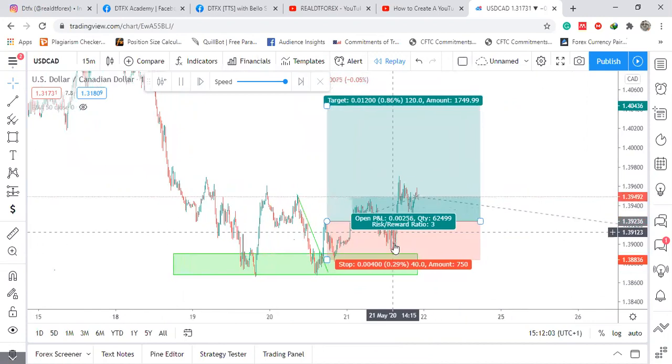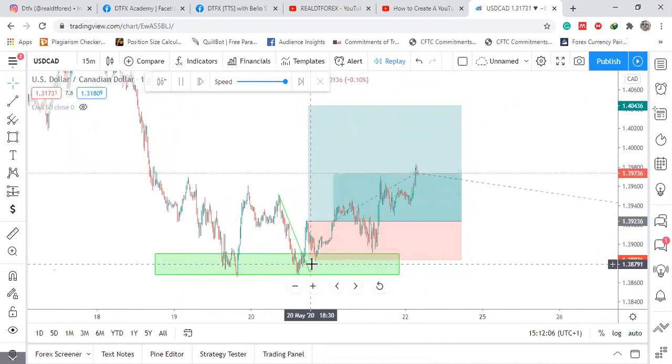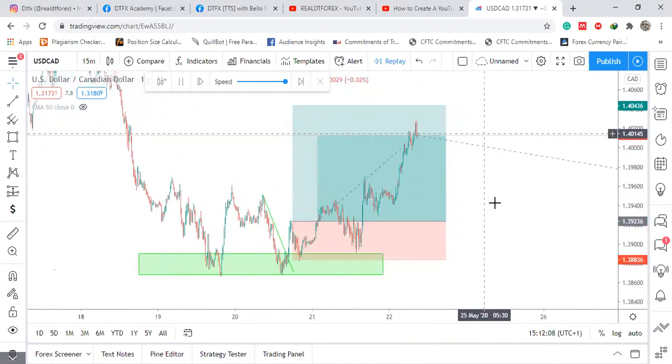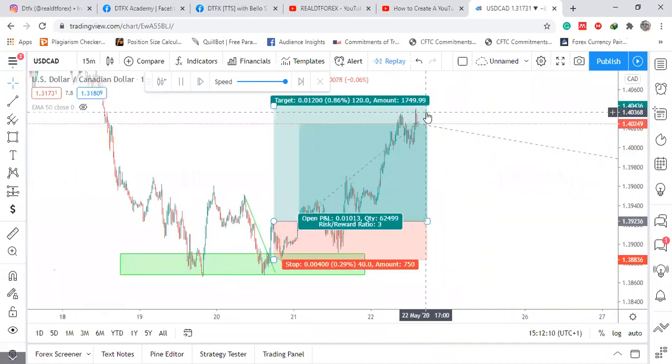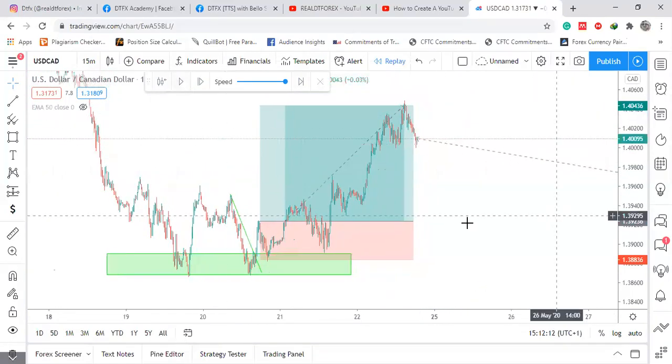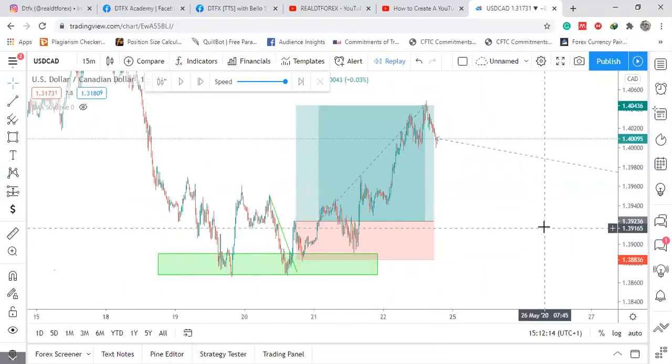This one came down, drawdown, but it did not hit stop loss yet, so we are still good to go. And eventually, it hit take profit. So it's very, very direct and simple. Look for your formation on the 4-hour time frame.